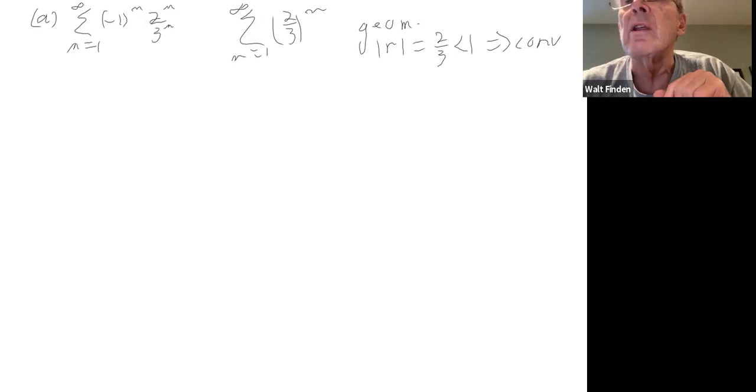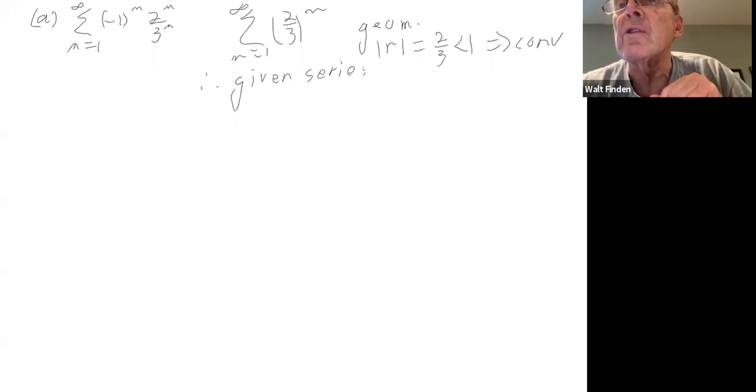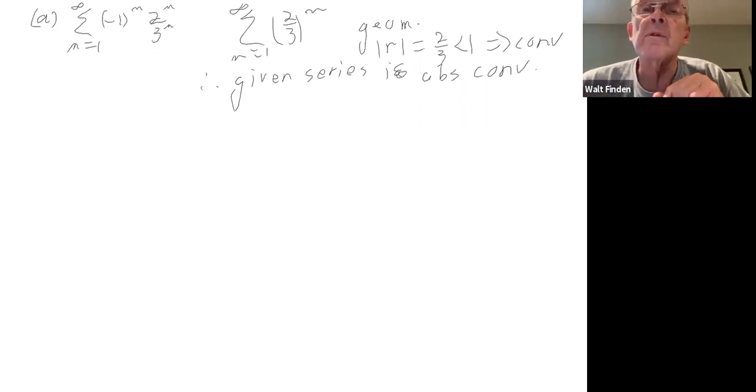And since that series is convergent, therefore the given series is absolutely convergent. Okay. See how straightforward that one is. We tested for absolute convergence first. B part has to do with some factorials.